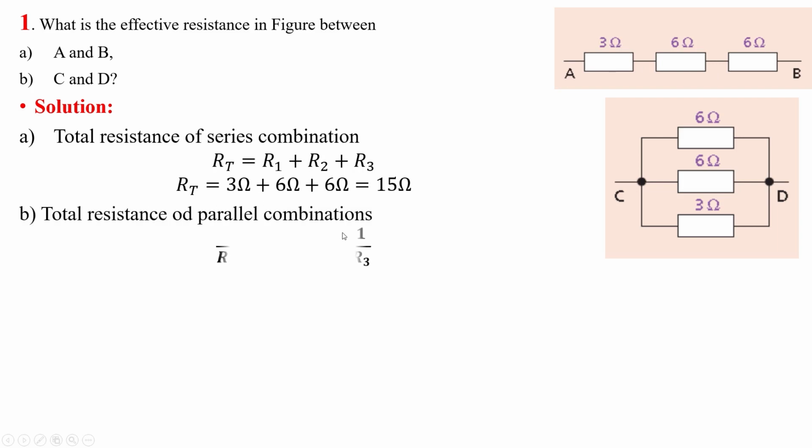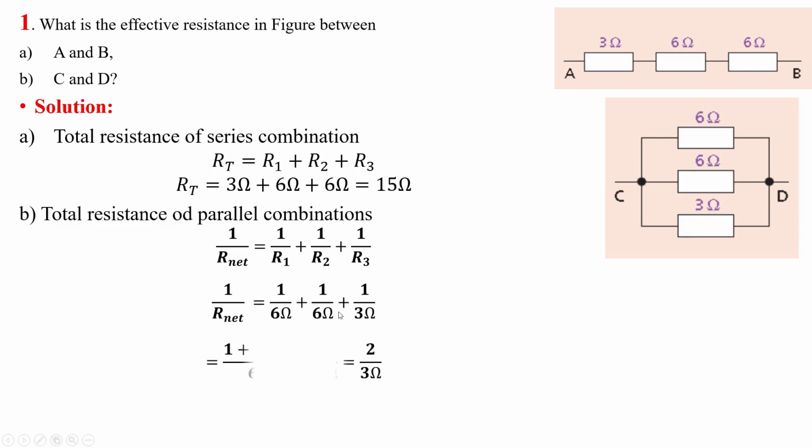Now the total resistance of the parallel combination. Here three resistors are given: 6, 6 and 3. Putting the values in the equation and doing the proper calculation, we get the net resistance to be 3 ohm over 2, which is equal to 1.5 ohm. So this total resistance of the parallel combination is less than each individual resistance. 1.5 is less than 6, 6 and 3. The total value of the resistance in a parallel combination is less than each individual value.